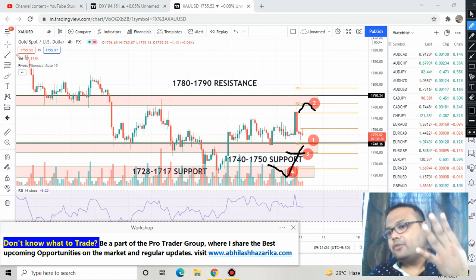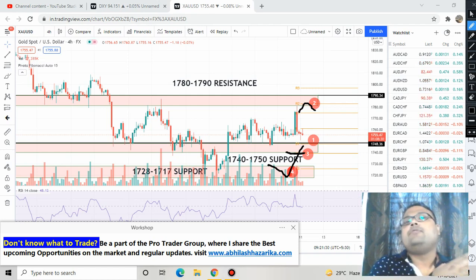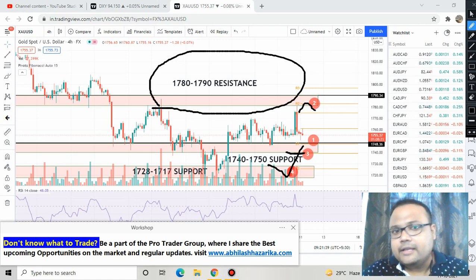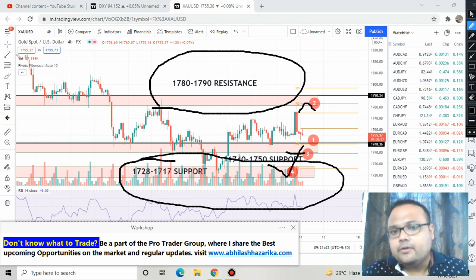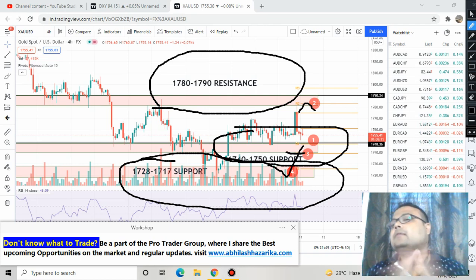So these are the 4 trading opportunities, and if you are looking for the detailed analysis, then please watch the video that I posted on Saturday, because the setup has not changed on gold. 1780 to 1790 is the resistance. This is the extreme support, and on the other hand, we have got 1740 to 1750 as also the support for the market. Watch that video, and you will get to know everything in detail.